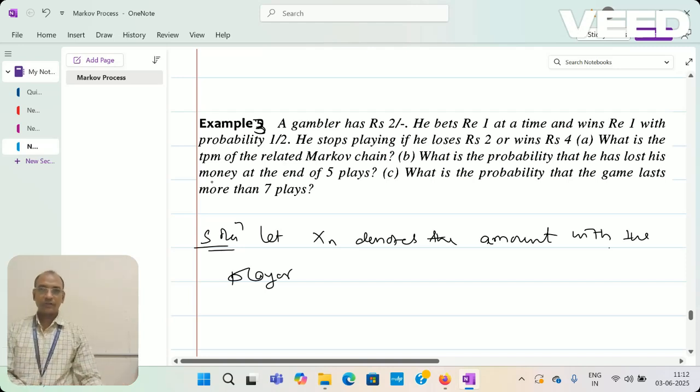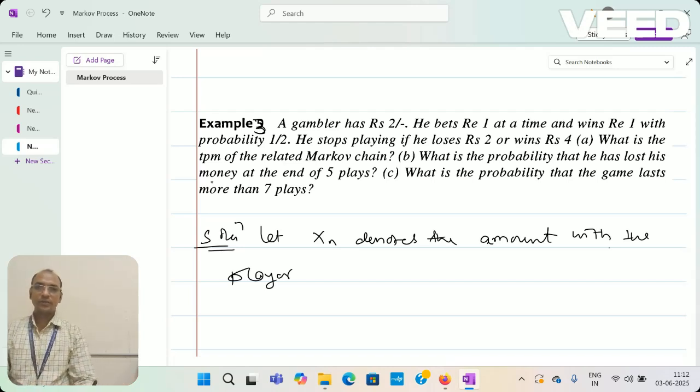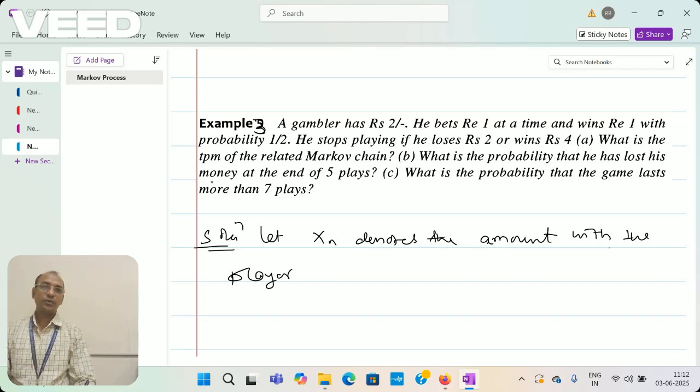Now I would like to discuss another problem here. A gambler has 2 rupees. He bets 1 rupee at a time and wins 1 rupee with probability half. That means the winning probability is half. He stops playing if he loses 2 rupees. That means after losing 2 rupees, he will have 0 rupees, or he wins 4 rupees.